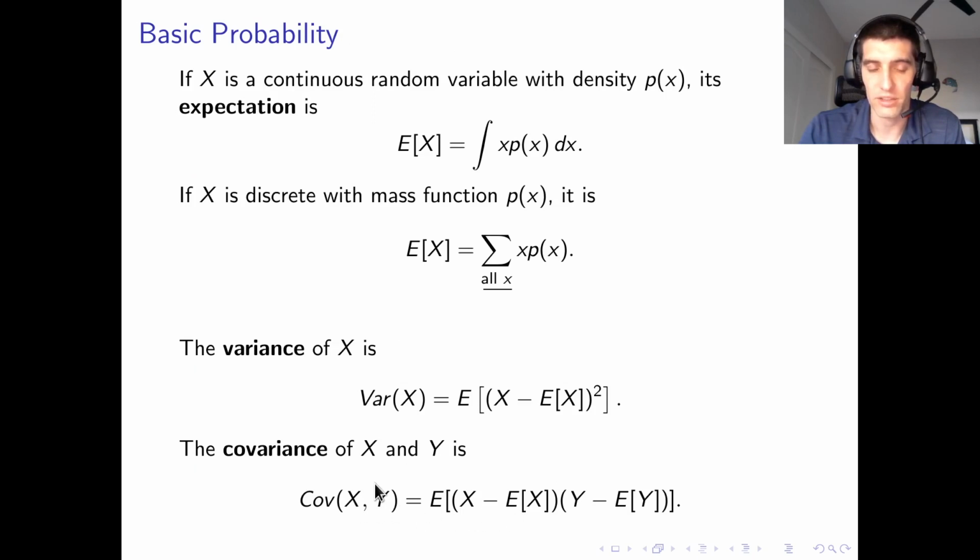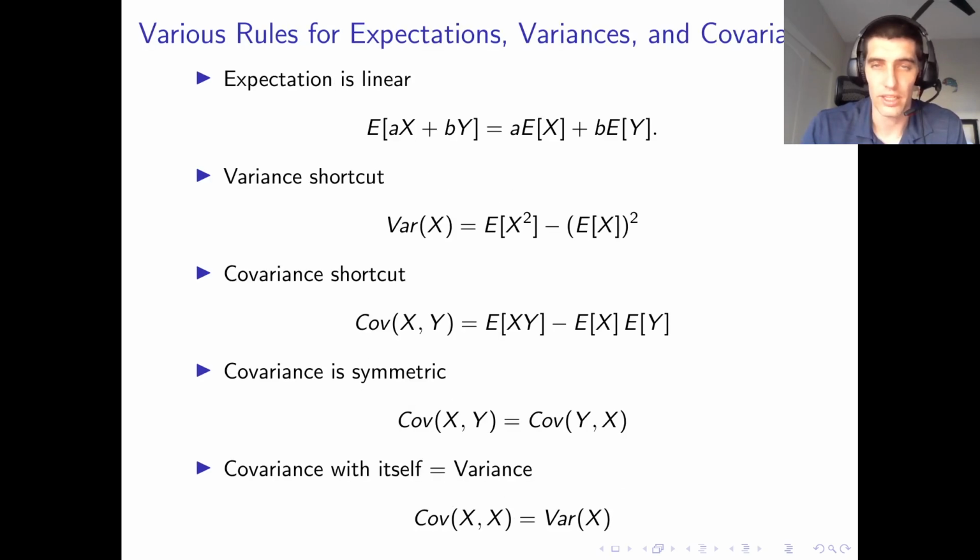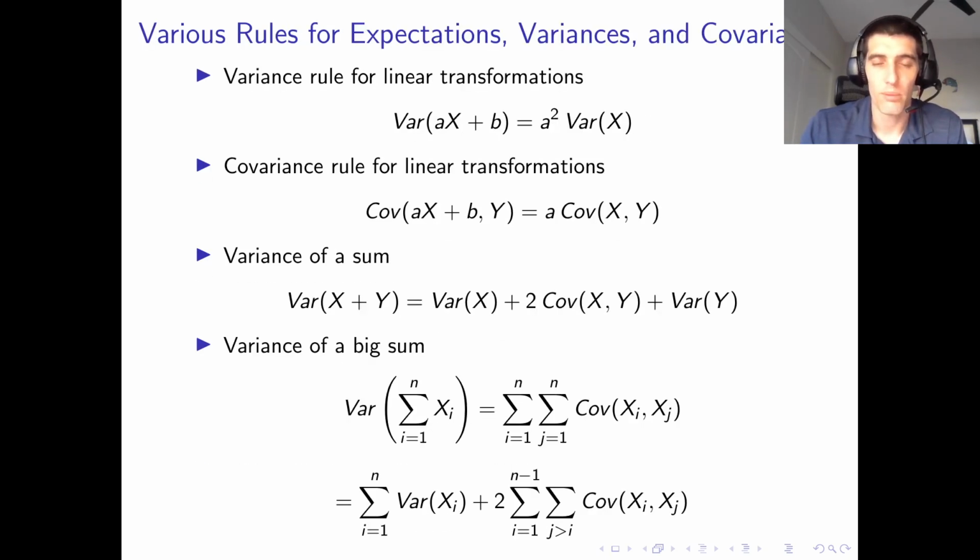What if we plugged in x for the second y argument? We would get the expectation of x minus expectation of x, times x minus expectation of x. And we would get the square of x minus expectation of x, which is just the definition of the variance, right? So, yes. All right. More quick rules coming at you.